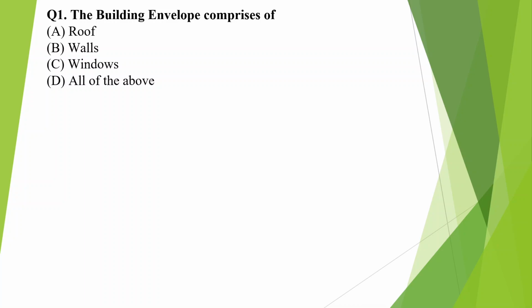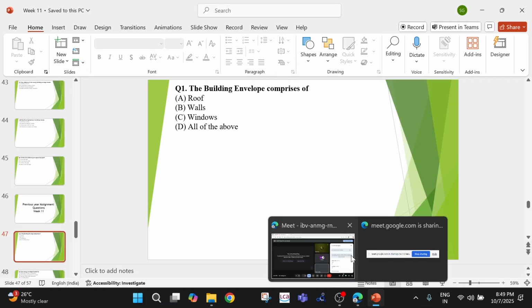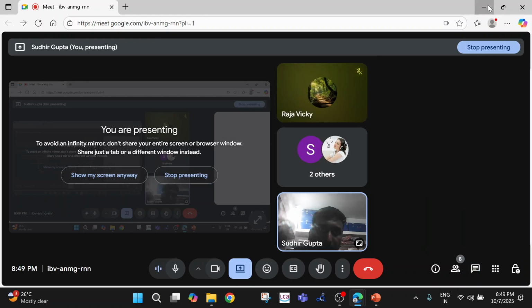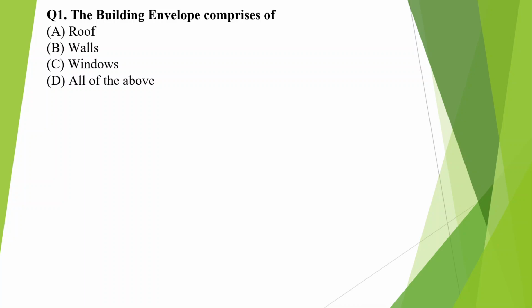Others? None of you are mentioning now. So let me tell you all, then discuss it. Whoever answered option D, it is the correct answer for this particular question: all of the above. The building envelope comprises the roof, wall, and windows. It includes all the components which have been mentioned. That's why option D is the correct answer for question number one.